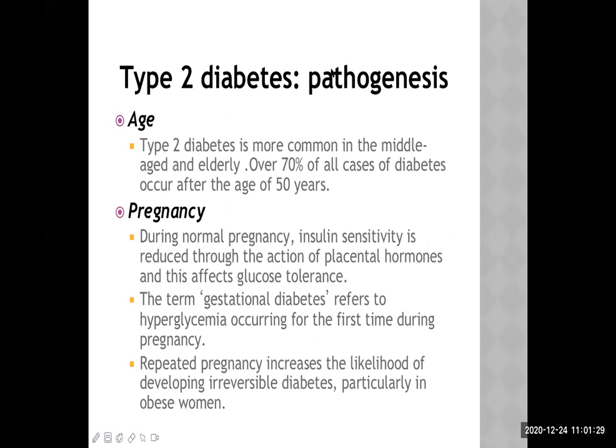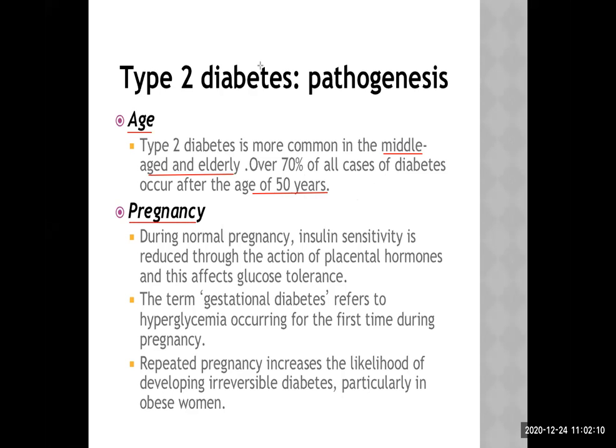Let's move on. What is the role of age in type 2 diabetes? Type 2 diabetes is more common in the middle aged and elderly population. Over 70% of all cases of diabetes occur after the age of 50. But sometimes they can also occur in children, adolescents or really young people. Whereas type 1 diabetes usually occurs during childhood.